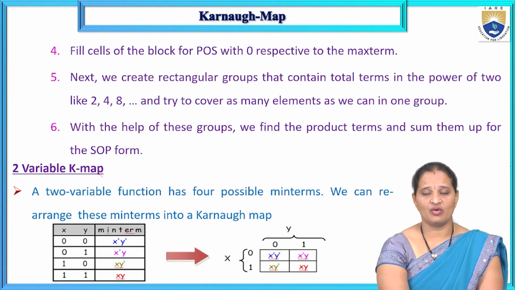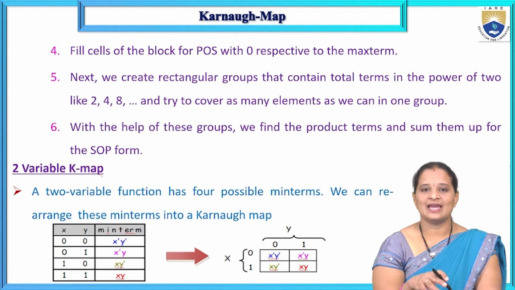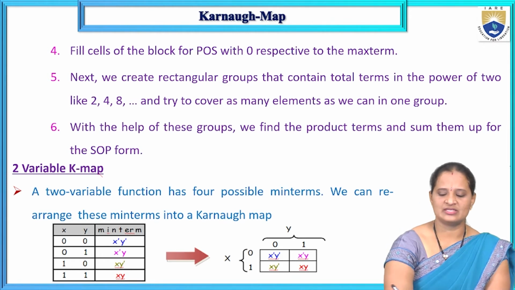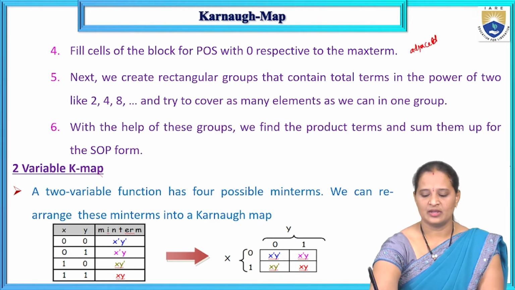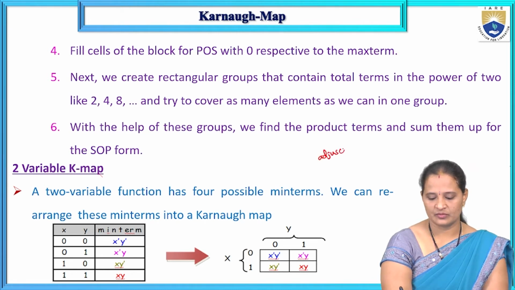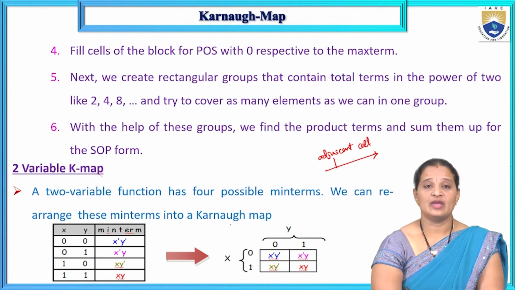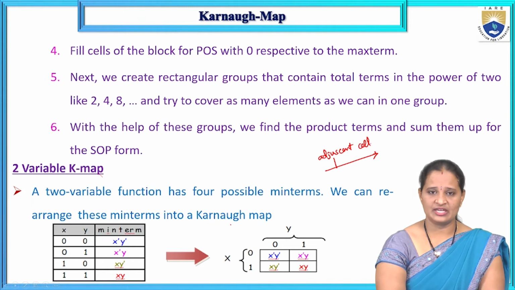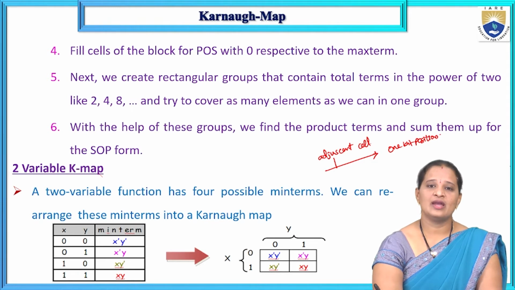So that means what we are doing, we have to group the adjacent cells. What do you mean by adjacent cells? Two cells are said to be adjacent if they differ by only 1 bit position. If they differ by only 1 bit position, then those 2 cells are said to be adjacent cells.